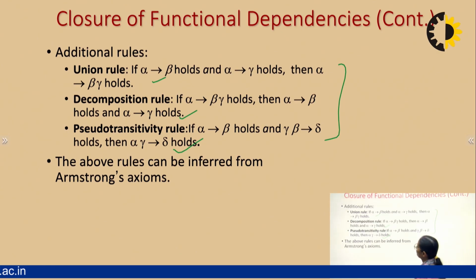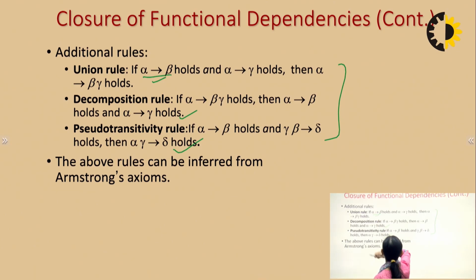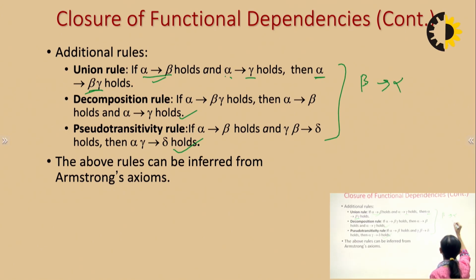So what does the union rule say? Union rule says if alpha implies beta and alpha implies gamma, that is, the left hand side is the same but the right hand side is different, then we can combine the right hand side, that is beta and gamma. It is also important to note that if we are having, let's suppose, beta tends to alpha and gamma tends to alpha, then union cannot be applied on the left hand side. You always apply union on the right hand side.